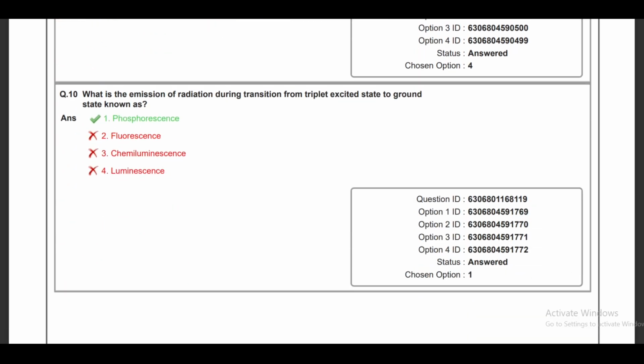In the last question, what is the emission of radiation during transition from triplet excited state to ground state? So the correct answer is phosphorescence. In phosphorescence, the transition is from triplet excited state to ground state. But in the case of fluorescence, the transition is from singlet excited state to ground state. So this option is also incorrect.